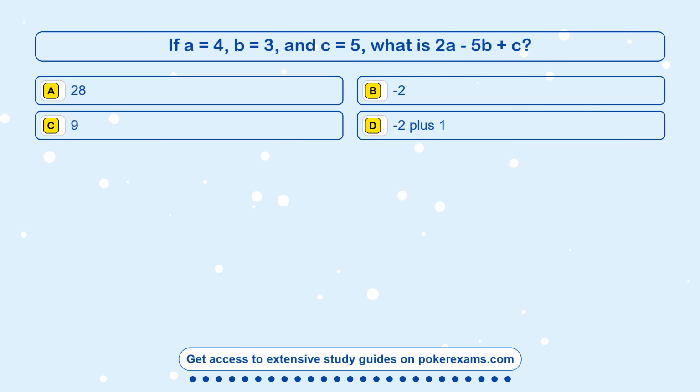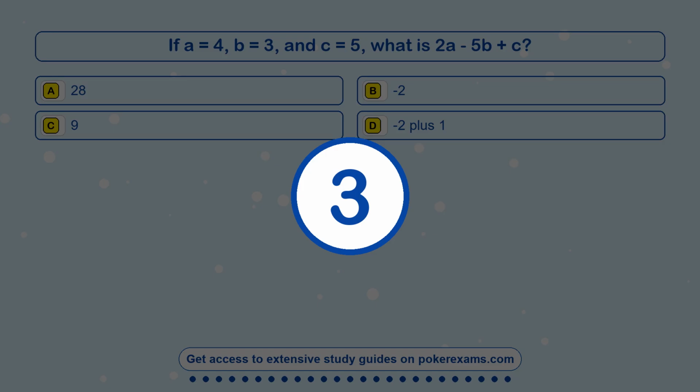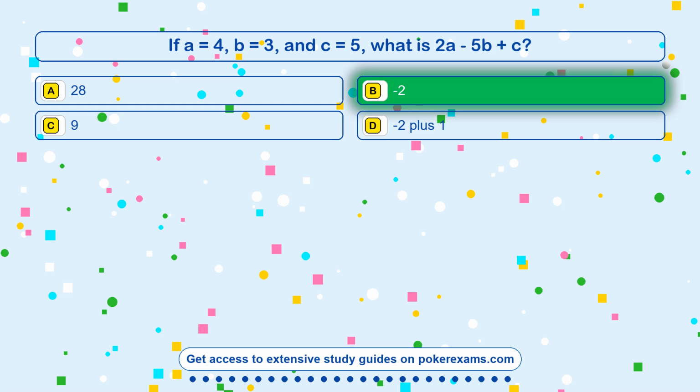Question 8. If A equals 4, B equals 3, and C equals 5, what is 2A minus 5B plus C? Option A 28. Option B minus 2. Option C 9. Option D minus 2 plus 1. The correct answer is option B, minus 2.